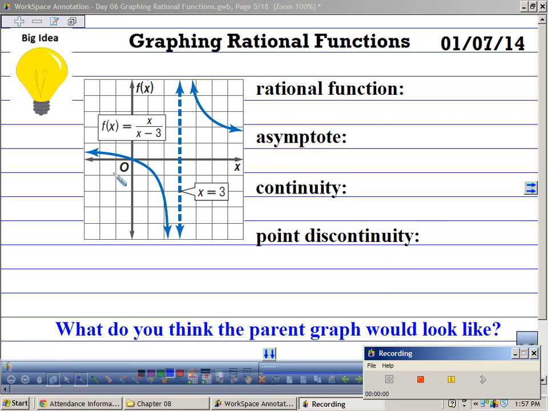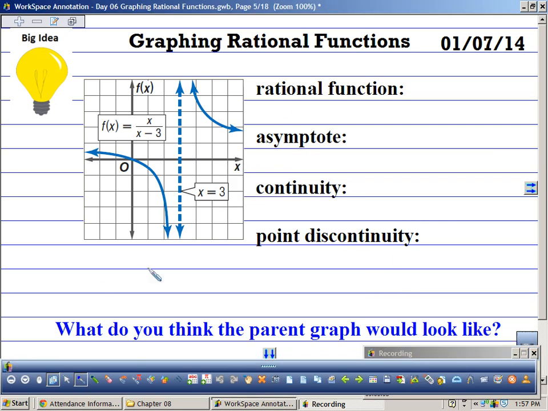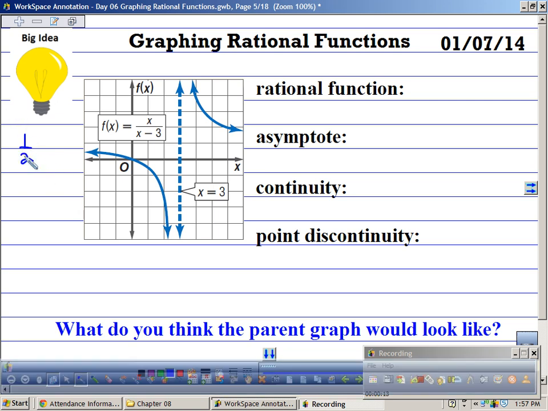Okay, graphing with rational functions today. Here we have a rational function. It looks like a rational number, which looks like a fraction, right? When I have a rational function like this, it causes the graph to be in two different places. It doesn't have to be, but for this one it is.